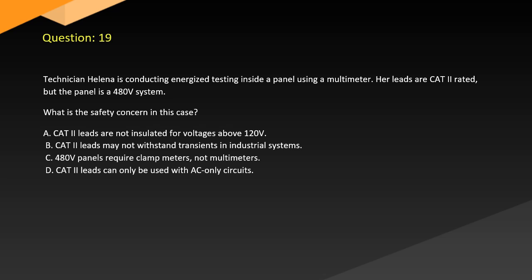Question 19. Technician Helena is conducting energized testing inside a panel using a multimeter. Her leads are Category II rated, but the panel is a 480 volt system. What is the safety concern in this case? A. The leads are not insulated for voltages above 120 volts. B. The leads may not withstand transients in industrial systems. C. 480 volt panels require clamp meters, not multimeters. D. The leads can only be used with low voltage circuits.